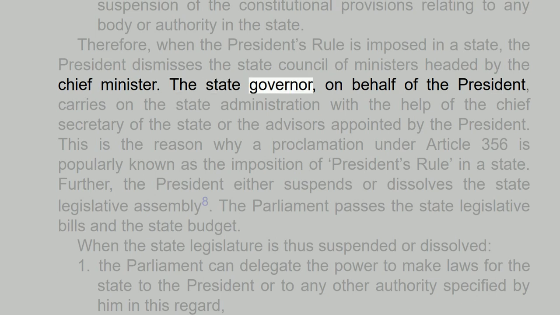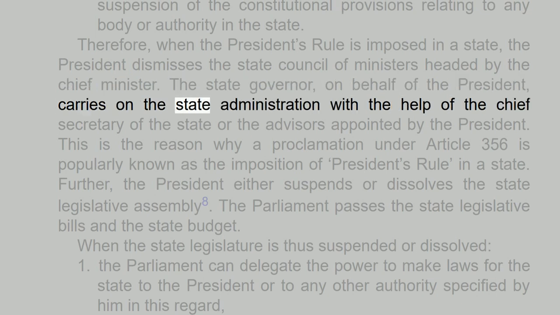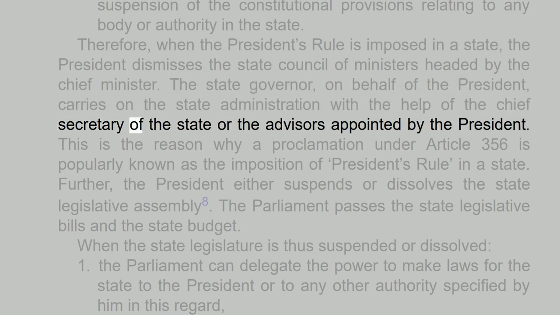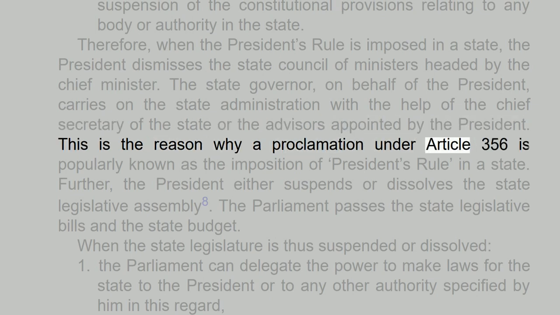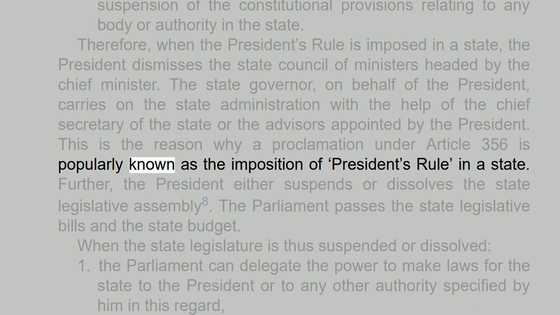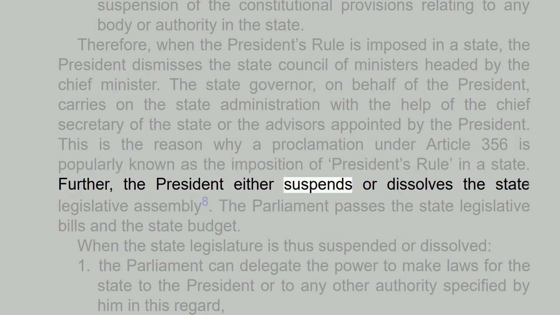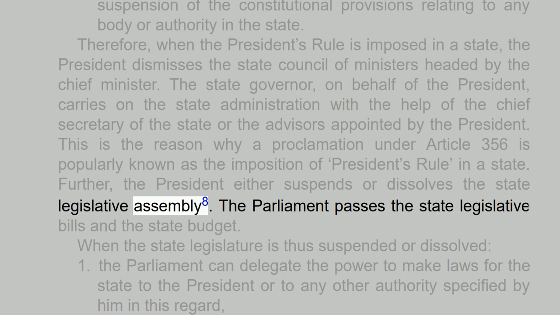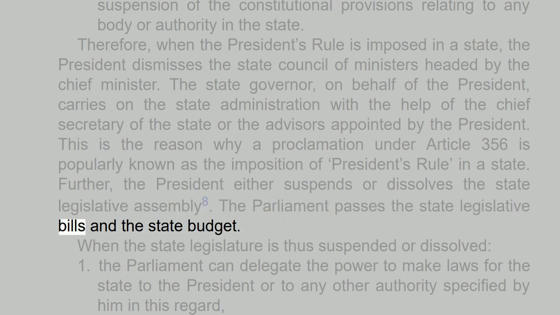The State Governor, on behalf of the President, carries on the state administration with the help of the Chief Secretary of the state or the advisers appointed by the President. This is the reason why a proclamation under Article 356 is popularly known as the imposition of President's rule in a state. Further, the President either suspends or dissolves the State Legislative Assembly. The Parliament passes the state legislative bills and the state budget.